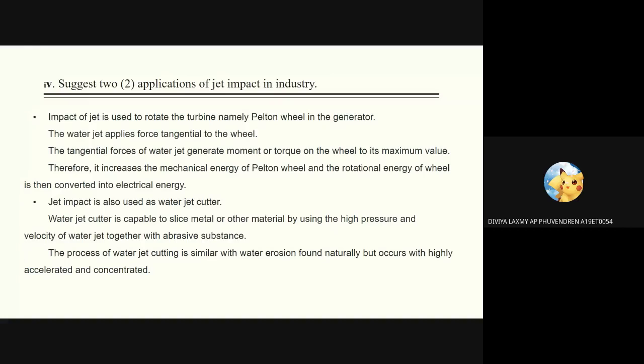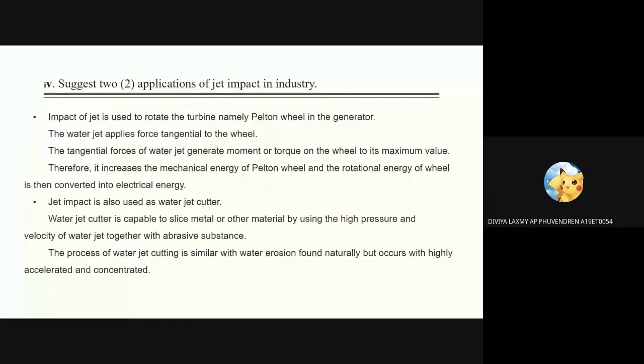Second application is that jet impact is also used as a water jet cutter. A water jet cutter is capable of slicing metal or other material by using high pressure and velocity of water jet together with abrasive substance. The process of water jet cutting is similar to the water erosion found naturally, but occurs with highly accelerated and concentrated water. I will pass to the next presenter.